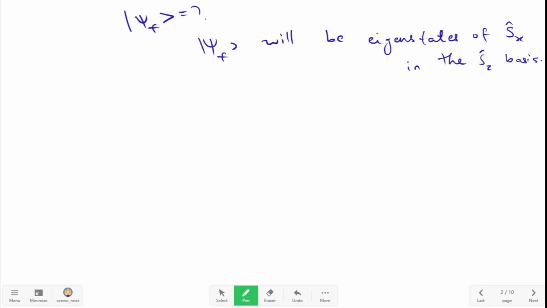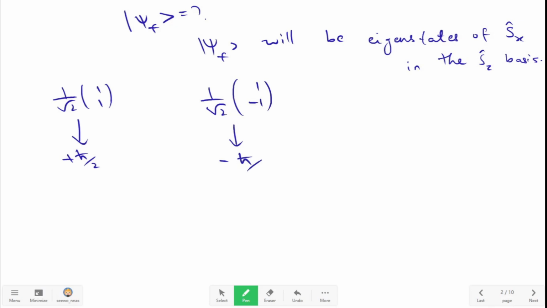You have to remember the eigenstates of Sx, Sy, Sz in the Sz basis, the basis in which Sz is diagonal. The eigenstates of Sx in the Sz basis are 1 by root 2 times (1, 1), which is the eigenstate with eigenvalue plus h cut by 2. The other eigenstate is 1 by root 2 times (1, minus 1), which is the eigenstate of Sx with eigenvalue minus h cut by 2.